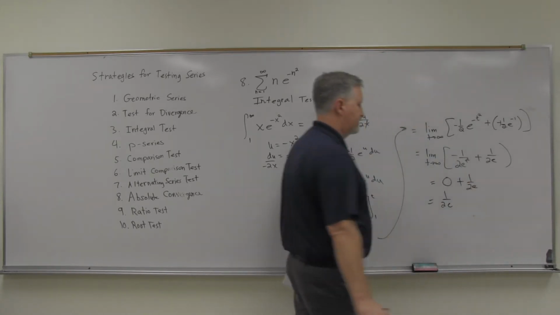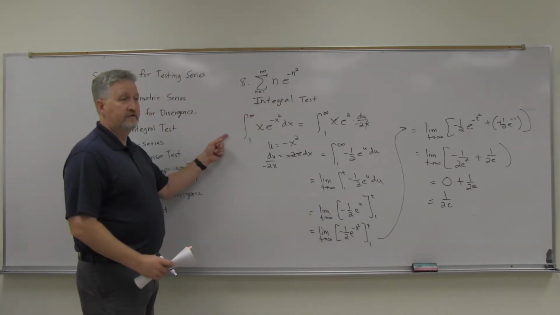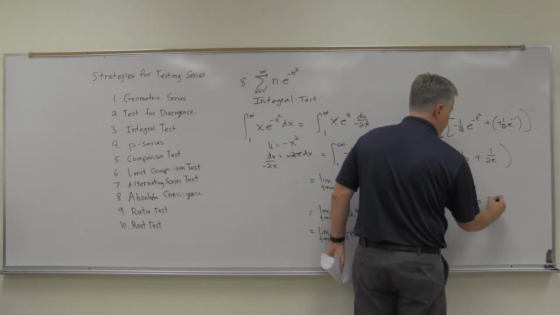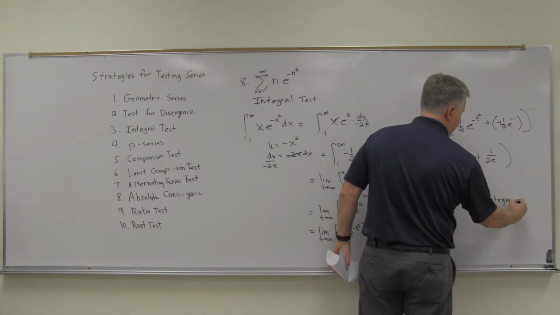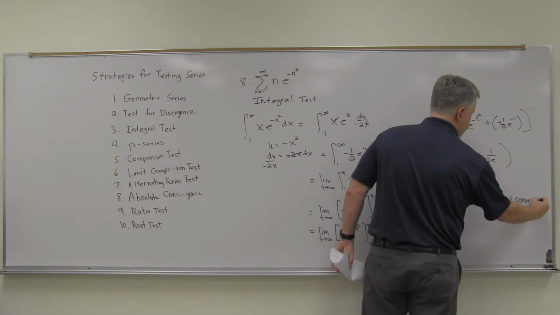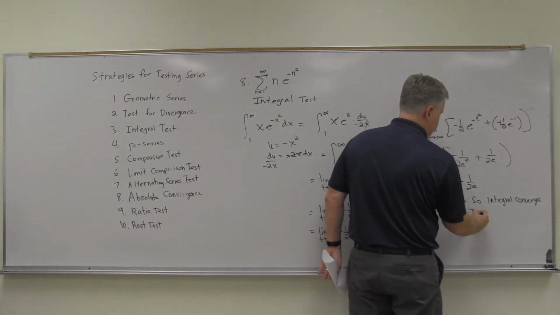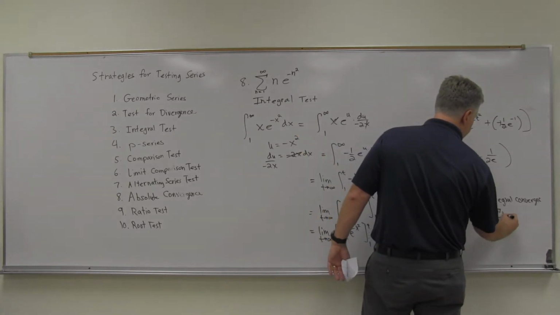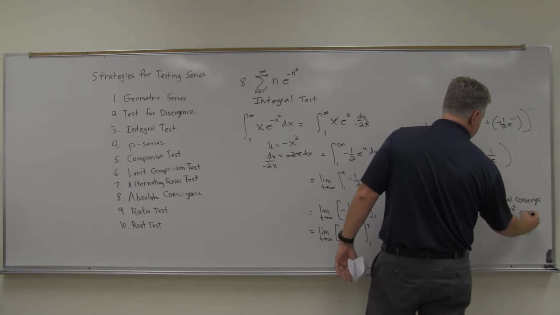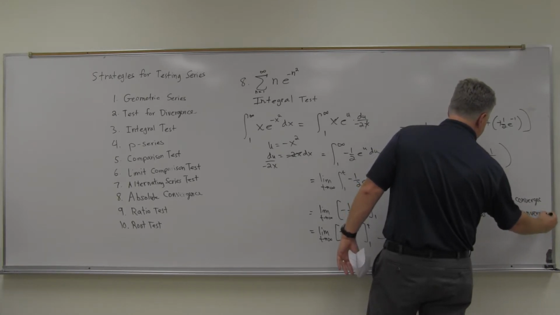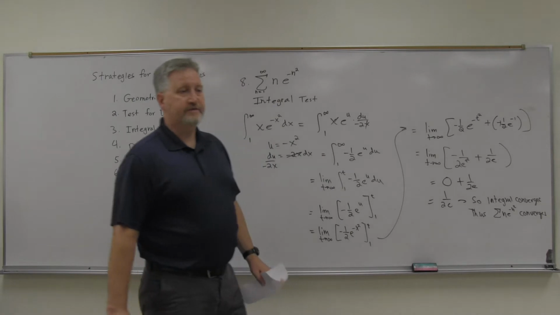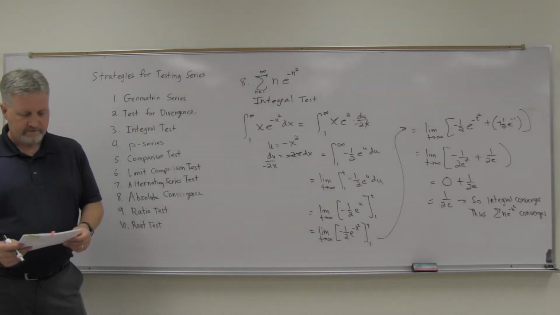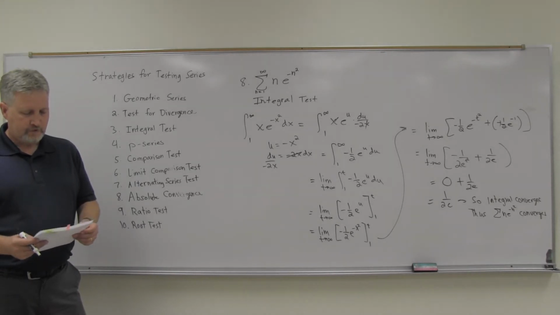What does that tell me? Well, that's just a number. The integral converges, right? If the integral converges, the series converges. Our series of e to the negative n squared converges. The integral converges, so does the series. Okay.